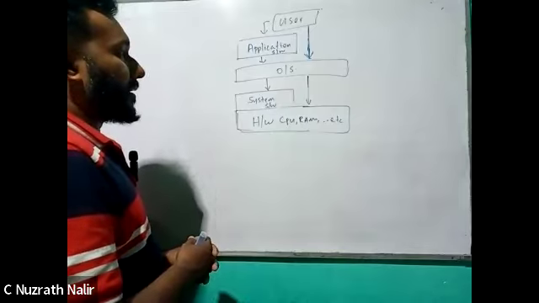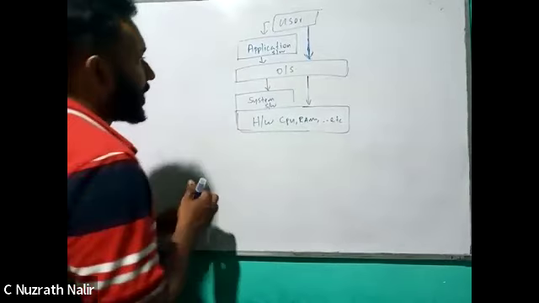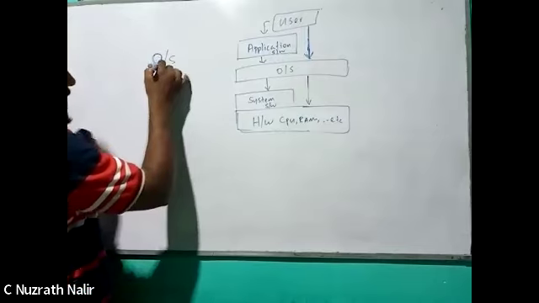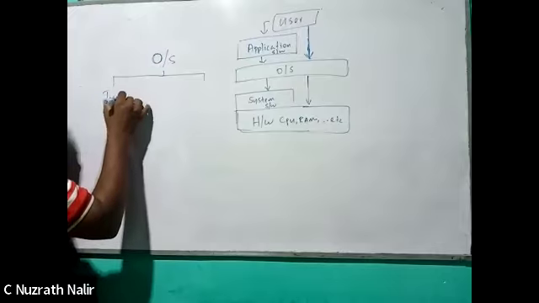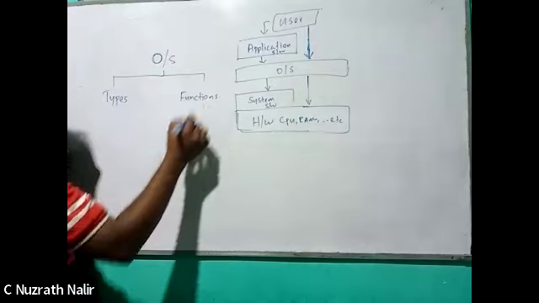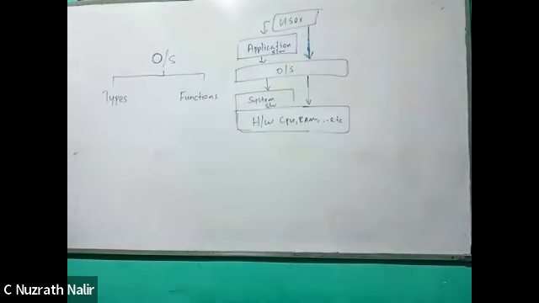Now the operating system can be defined into two parts. Number one, types and functions. Types and functions. Okay, my dear students, types and functions.